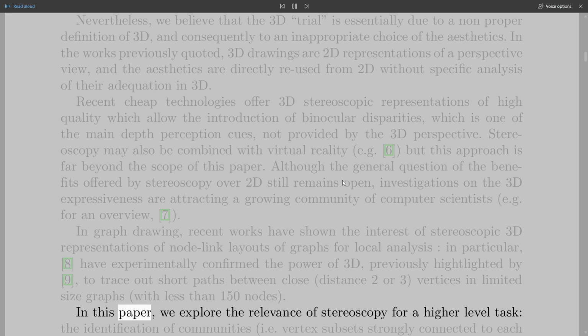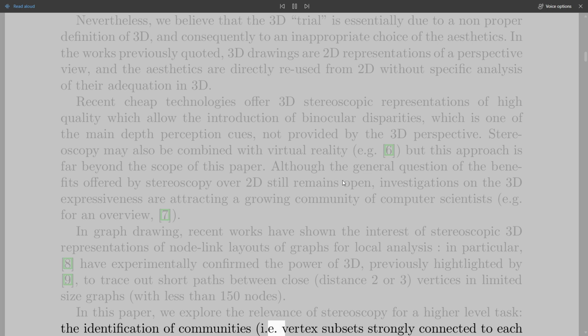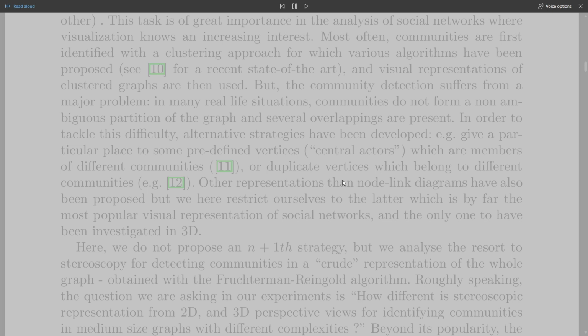In this paper, we explore the relevance of stereoscopy for a higher-level task, the identification of communities, i.e. vertex subsets strongly connected to each other. This task is of great importance in the analysis of social networks where visualization knows an increasing interest. Most often, communities are first identified with a clustering approach for which various algorithms have been proposed. See 10 for a recent state-of-the-art, and visual representations of clustered graphs are then used.